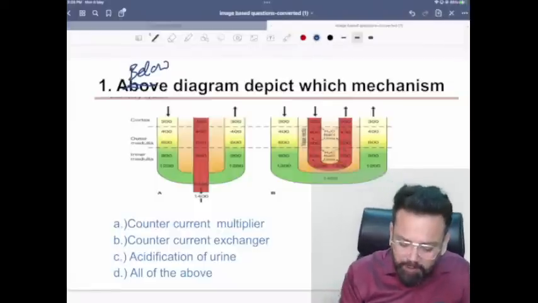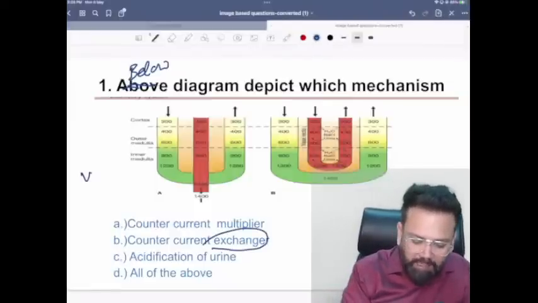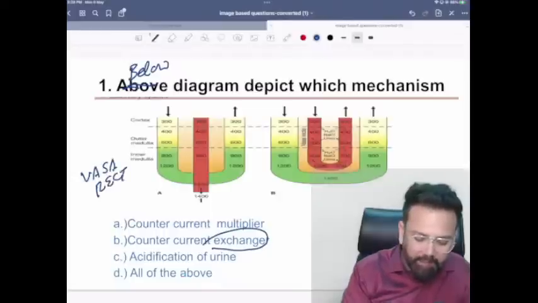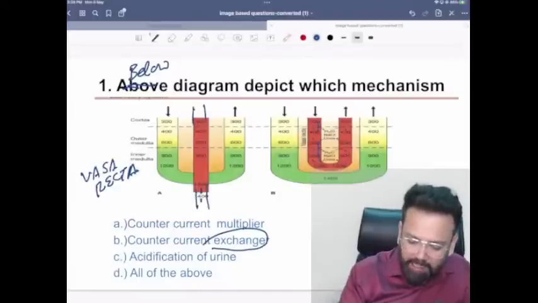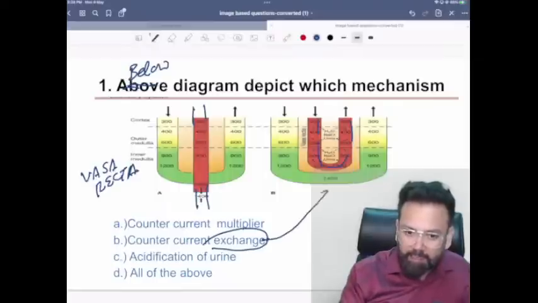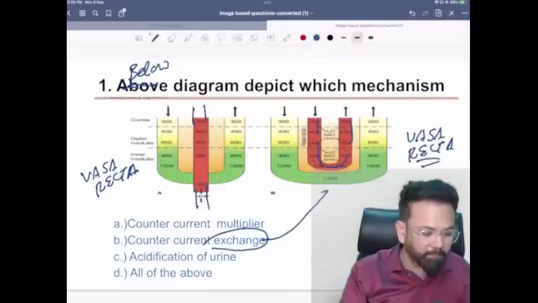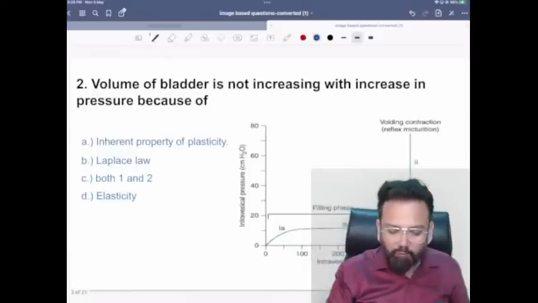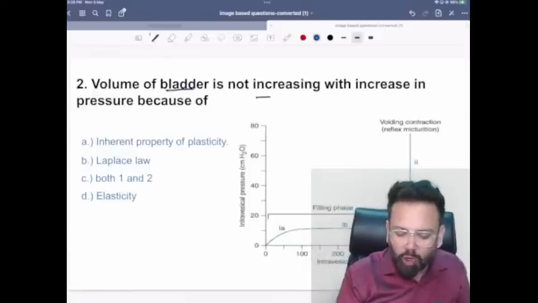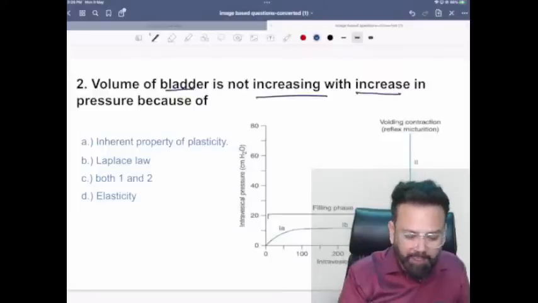Yes, this is counter current exchanger because this is vasa recta. Here, if this would have been straight, all osmolarity would be lost. But this is vasa recta. So vasa recta is responsible for counter current exchanger, not counter current multiplier. Very good. Excellent.